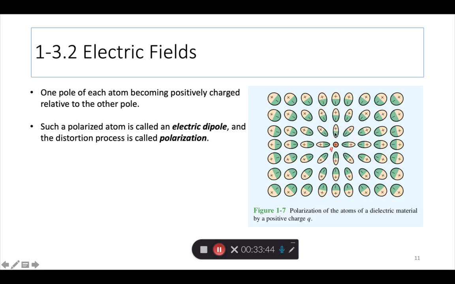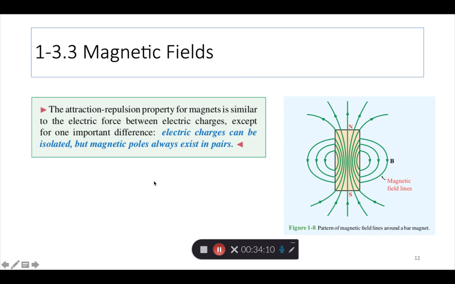That means its plus and minus, which previously was in neutral form, now become polarized. That means the protons, the positive charge, moves to the end away from this charge, and the negative charges move towards this charge. And this process is called polarization. Okay? All right.